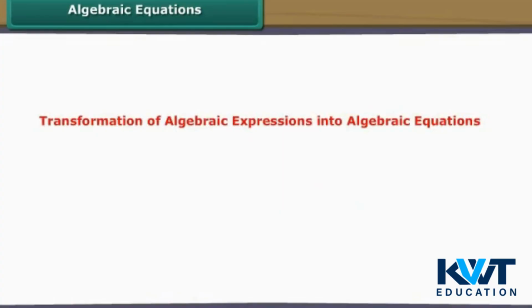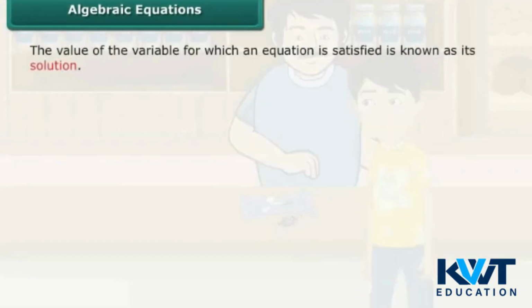Let us express all the earlier algebraic expressions as algebraic equations. X plus 20 is equal to 25. 30y plus 200 is equal to 1100. Bracket starts A plus 5, bracket closes into 3 is equal to 45. The value of the variable for which an equation is satisfied is known as its solution.